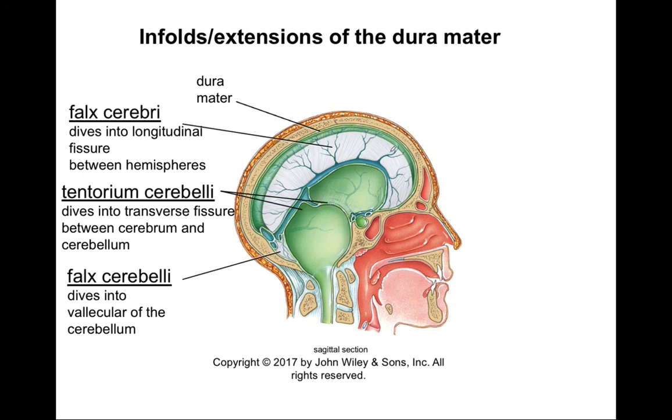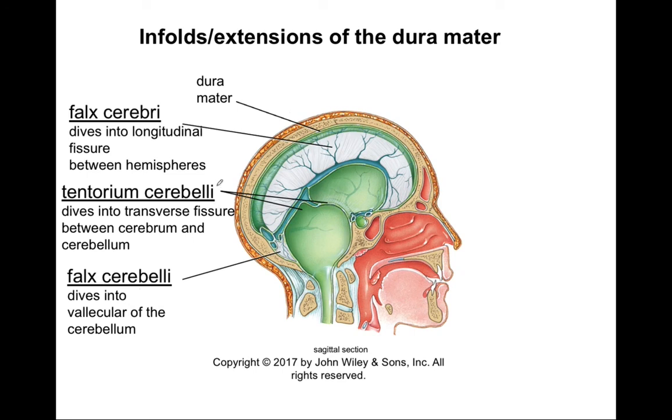The falx cerebri is formed by two layers of the dura mater coming together and folding into the longitudinal fissure. This will separate the right and left hemispheres of the cerebrum in particular. That's why we call this the falx cerebri. We'll also see the falx cerebelli, which will do the exact same thing as the falx cerebri, but it will do this for the two cerebellar hemispheres. So this is going to partition the right cerebellar hemisphere from the left cerebellar hemisphere.